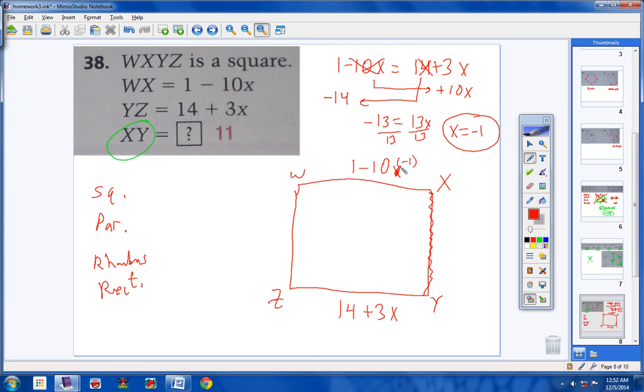And we have negative 10 times negative 1 is 10. Negative times negative is positive. Plus 1 is 11. So this length is 11. This length is 11. This length is 11. This length is 11.